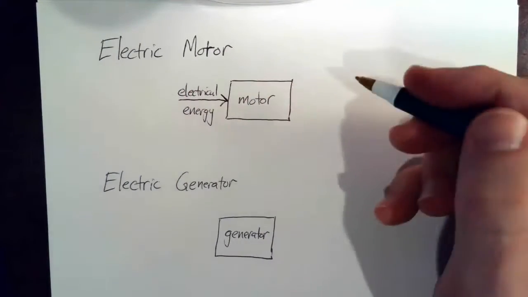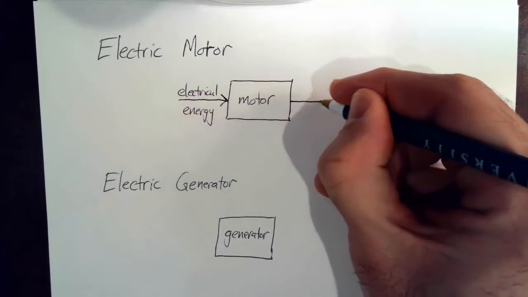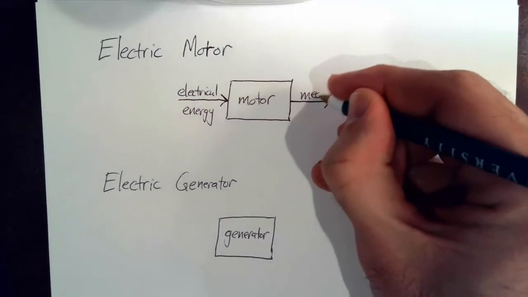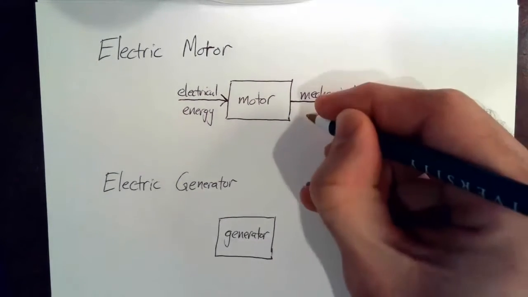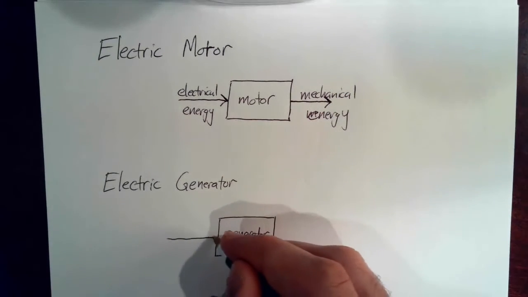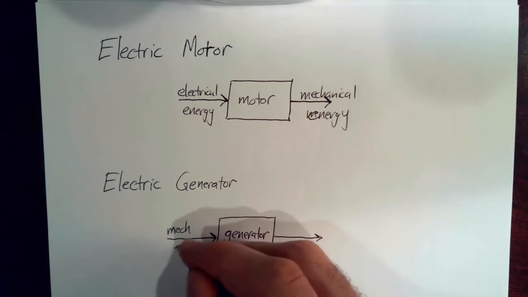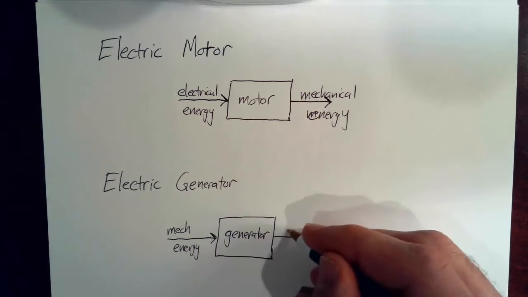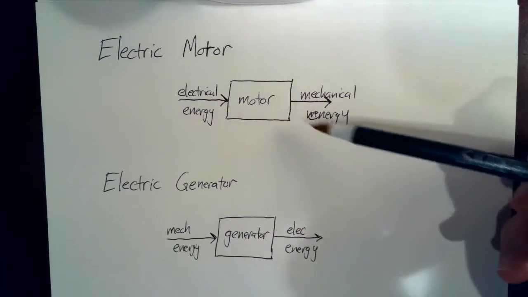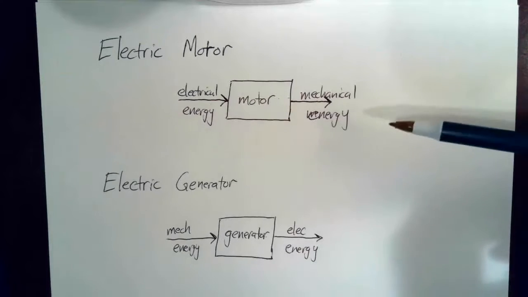And that could come from a battery, for example. It could come from a wall outlet. And the output is mechanical energy. Motion, basically. How about a generator? The input to a generator is now mechanical energy, and the output is electrical energy. So notice that the motor and the generator are very similar devices. They just have their inputs and outputs flipped.